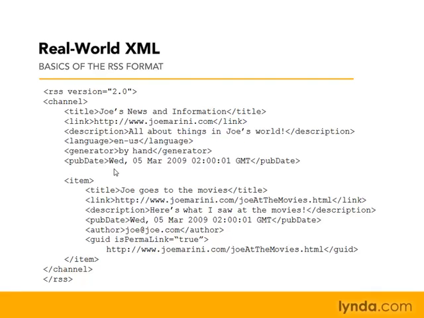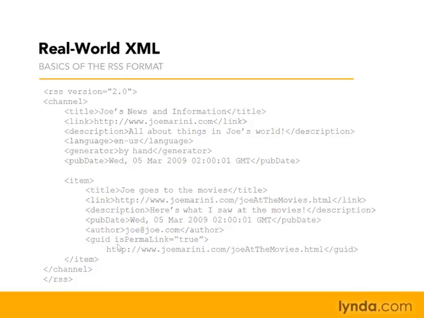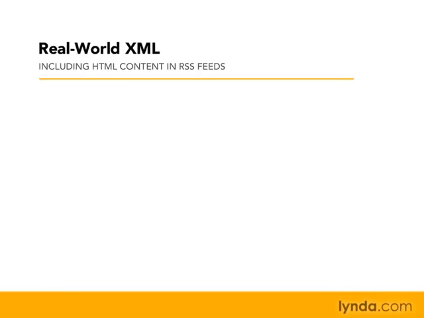The publication date was Wednesday, 5th of March, 2009 at 2 a.m. And so far, this feed only has one item in it, and again, we've added some more rich information here. Rather than just the title, link, and description, there's also a pub date, an author, and a GUID, which happens to be a permalink. Okay, so let's talk a little bit about including HTML content in RSS feeds.